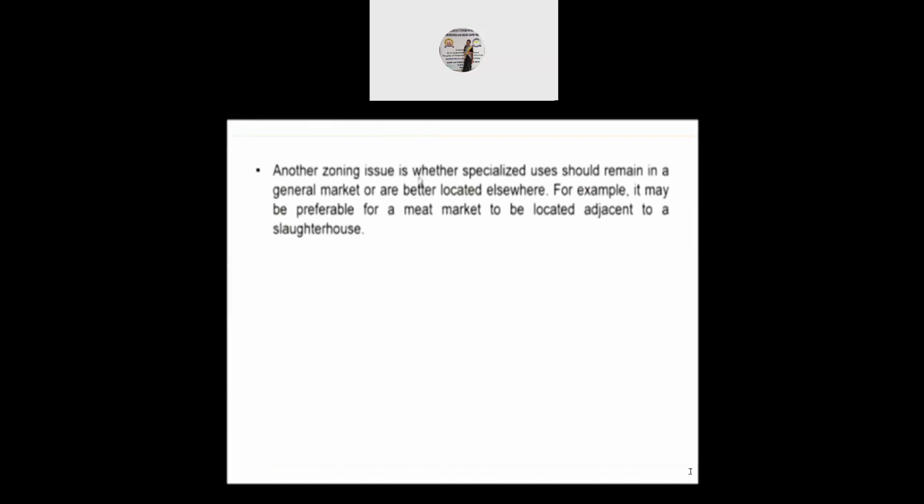Another zoning issue is whether specialized use should remain in the general market or be better located elsewhere. For example, it may be preferable for a meat market to be located adjacent to the slaughterhouse. So within a market we must ensure everything is zoned together and within a communicable distance. If you are going to keep a meat selling point, it is good if it can be kept near the slaughterhouse. So when they cut the meat, it is easily taken to the slaughterhouse and it can be sold out there.